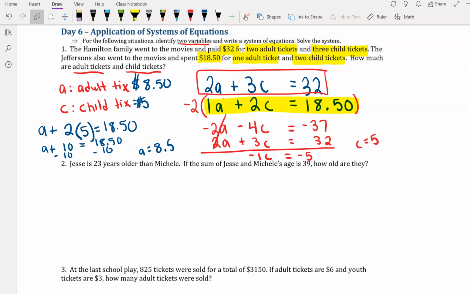All right, the next one says Jesse is 23 years older than Michelle. If the sum of Jesse and Michelle's ages is 39, how old are they? So we have, again, 2 different sentences, and each sentence is going to be its own equation. But before I get ahead of myself, we need to assign the variables. We are trying to figure out how old they are. There's 2 different people, and we don't know either of their ages. So the 2 variables are going to be Jesse's age and Michelle's age.